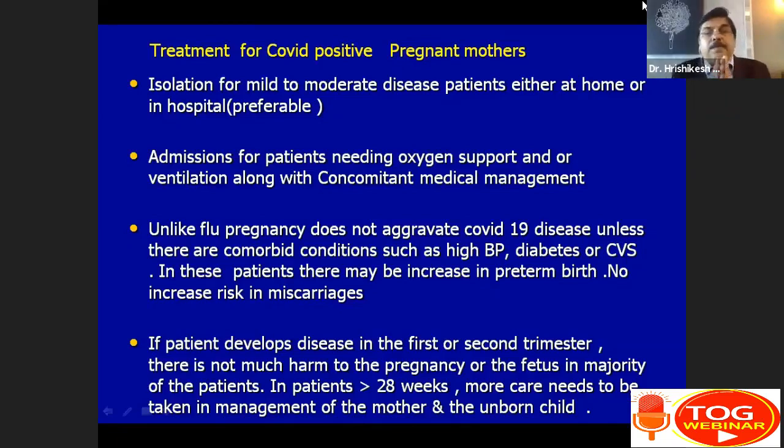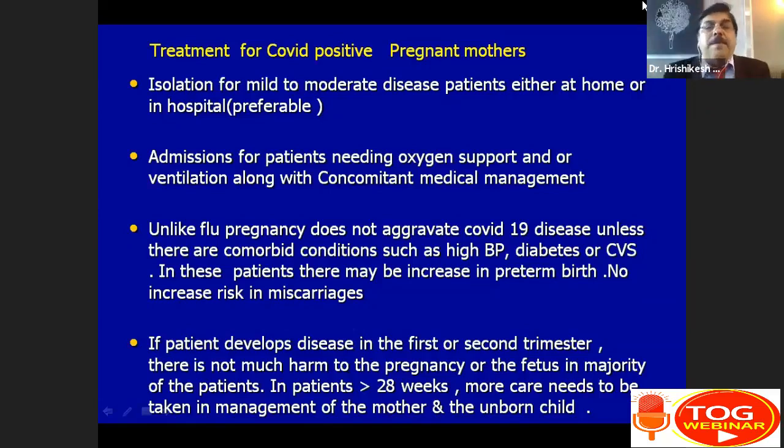In patients who have pregnancy with flu, pregnancy aggravates the disease, but this is not seen in COVID. COVID doesn't actually aggravate anything in pregnancy, especially if there are comorbid conditions like high blood pressure, diabetes, or severe disease. In these patients, there may be a problem. If patients develop disease in the first or second trimester, they will become normal. We'll treat them, and the baby is not in that much danger. But if the patient tests positive in the third trimester, then there is a problem, and we need to give better care to this patient.